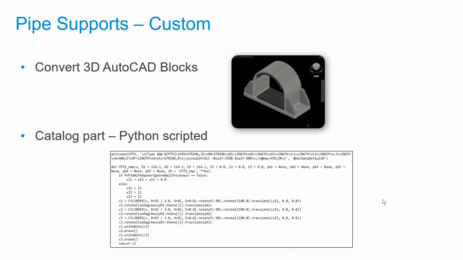The other option is a little bit more involved and requires knowledge of Python scripting, but you can create a custom Python script for the shape that you need, add grips and things like that, and then import those into a catalog and use them in your project. So those are highly customizable to make a parametric shape.